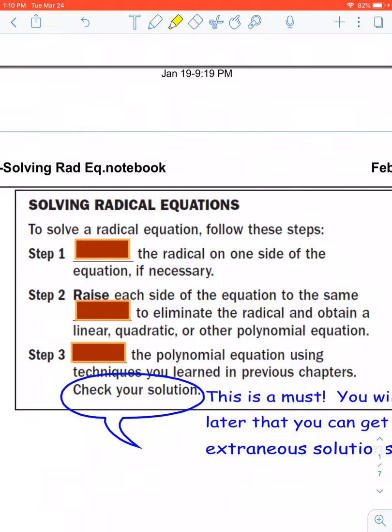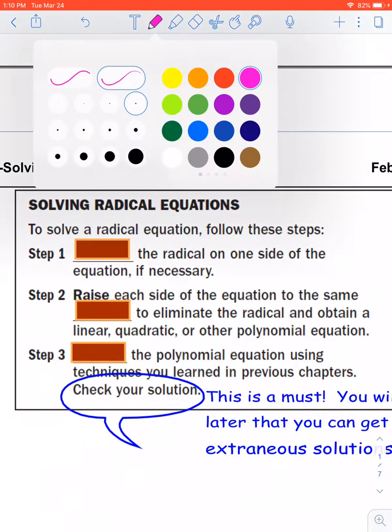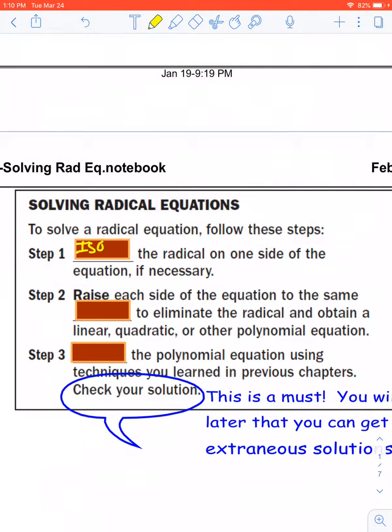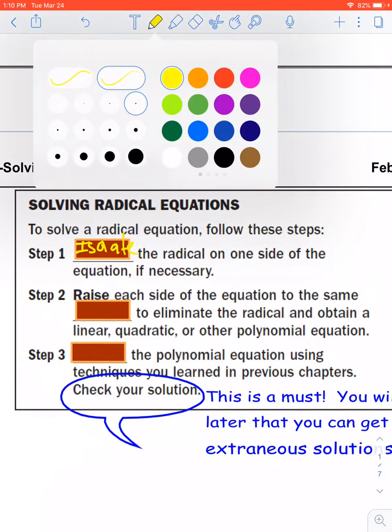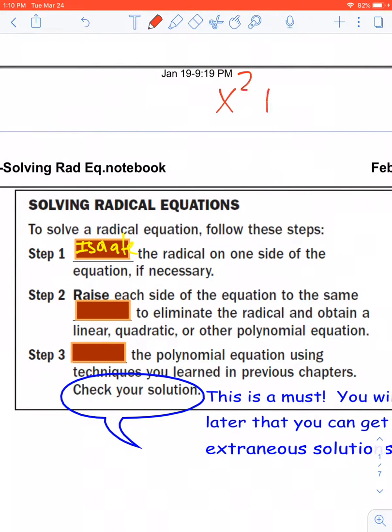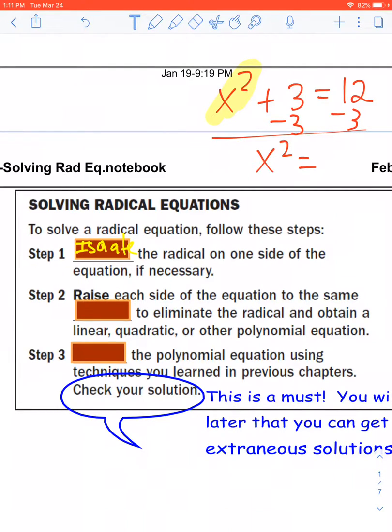So, step 1, we are going to isolate the radical on one side of the equation if necessary. You have done this in the past. When? Well, remember when I've given you problems like x squared plus 3 equals 12? And if we're going to solve by square roots, I told you that whatever is being squared has to be by itself on one side. So we subtracted 3 to get x squared is equal to 9. And now we can say that the x squared is isolated.